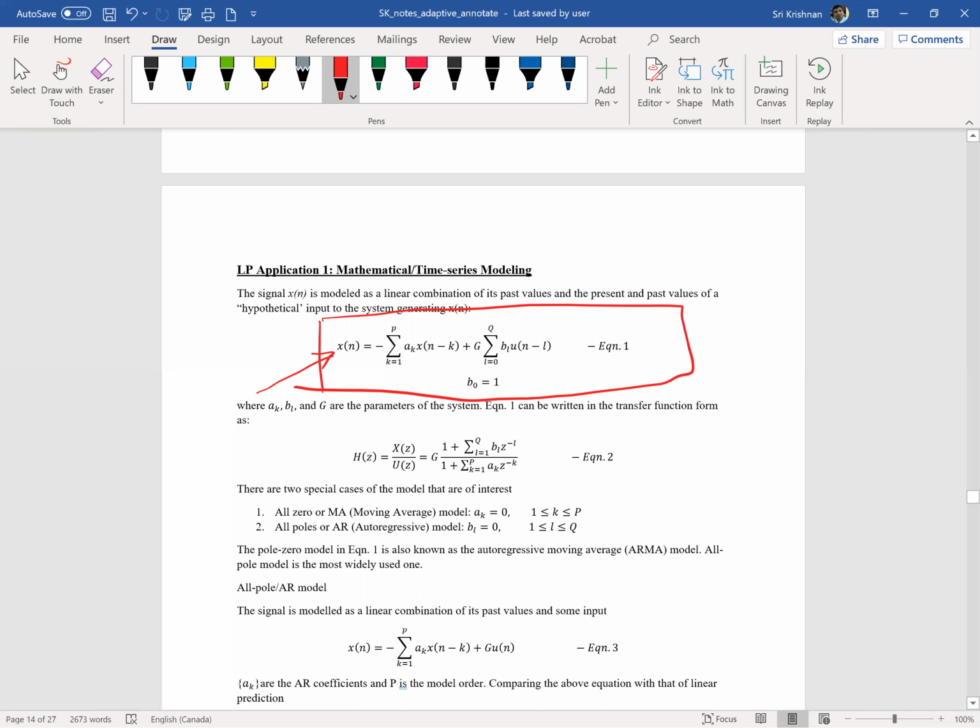It could be an EMG signal or ECG or any biomedical signal that we need to model. Why is modeling important? As I pointed out, it allows us to extract the features in a much more systematic way. Here the signal is assumed to be x[n]. We are saying the signal x[n] can be represented as a linear combination of its past values, summation k equal to 1 to p of a_k x[n minus k]. So it's a linear combination of its past values.